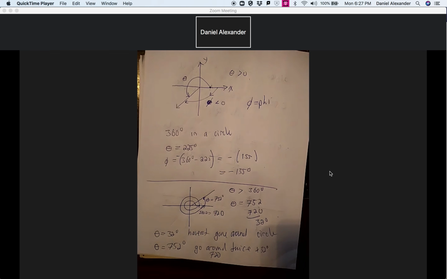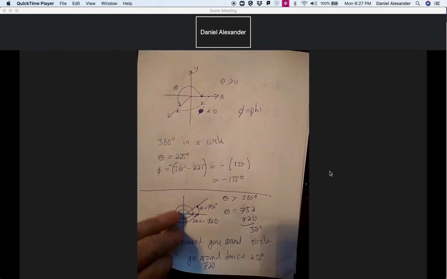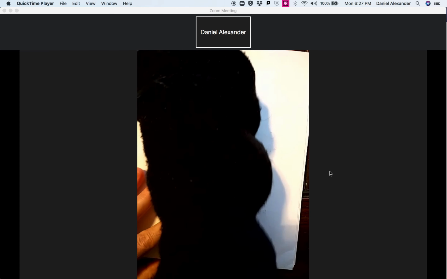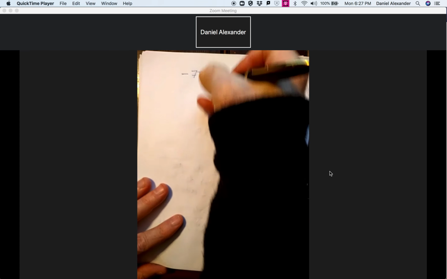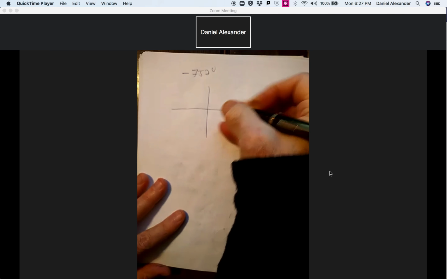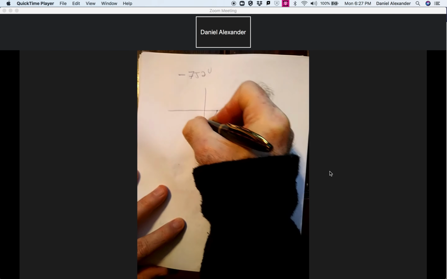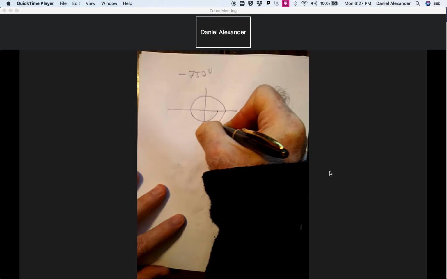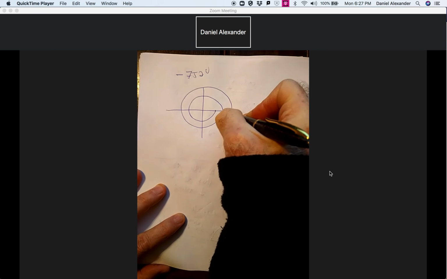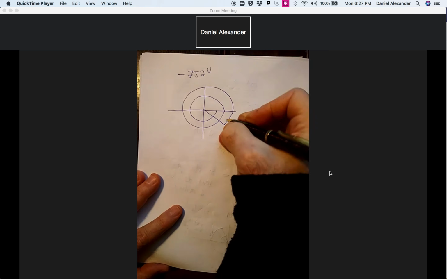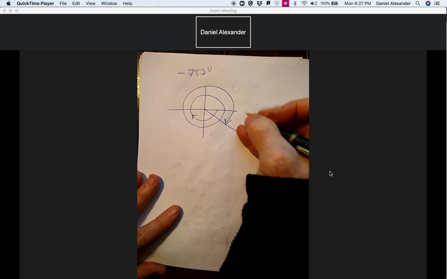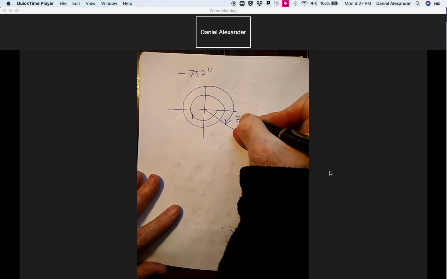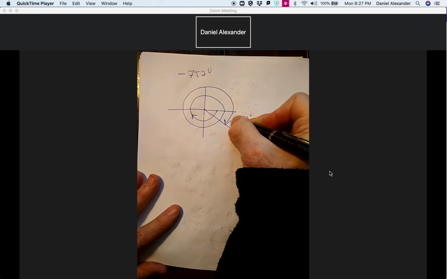Okay, so I'm going to do a negative angle. Let's say we do negative 752 degrees. So I'm going to go in the clockwise direction. There's 360, 720, and then another 32. Again, I'm going to indicate the direction, and that's going to be 752 degrees, but in the negative direction.